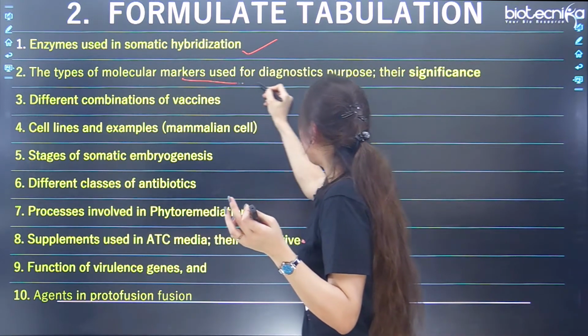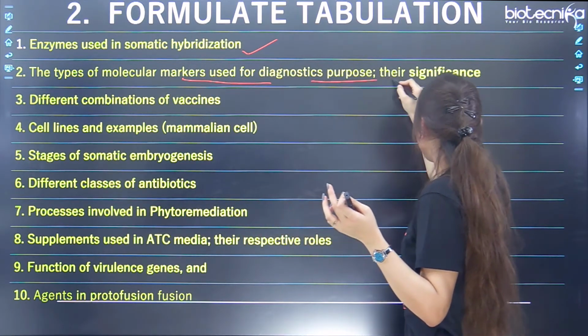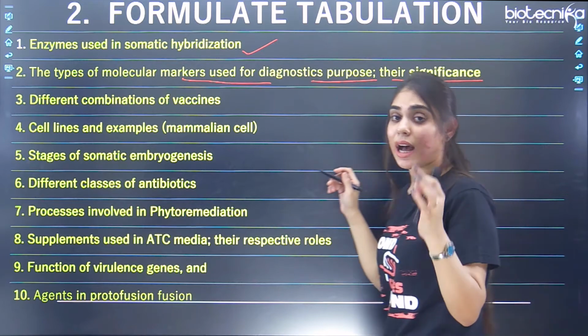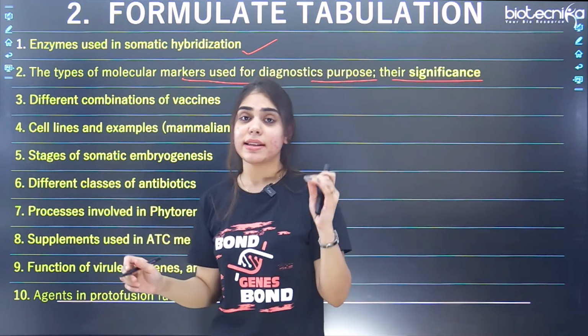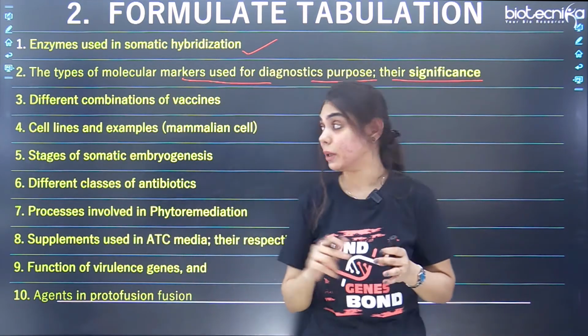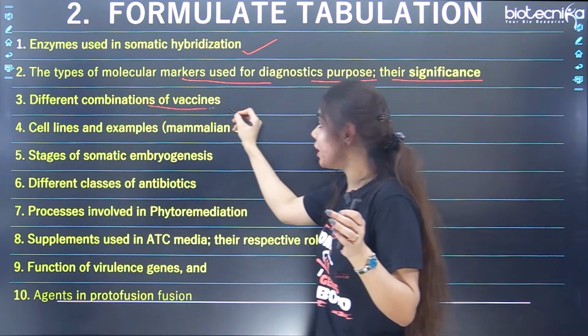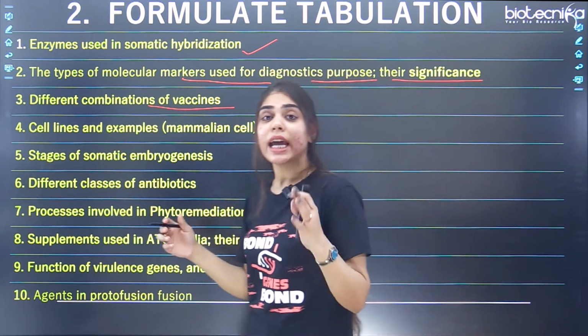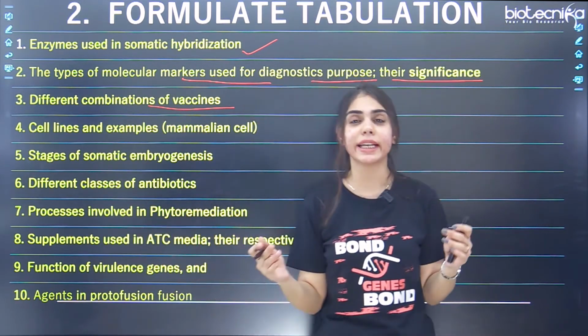What are the different types of molecular markers that are used for diagnostic purposes and their significance, like RAPD, RFLP, SSR, ISSR, AFLP? What are the different combinations of vaccine, like DPT, MMR? So you have to just prepare a table for it.